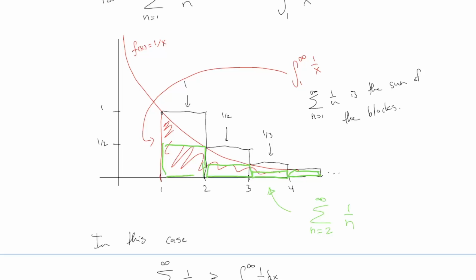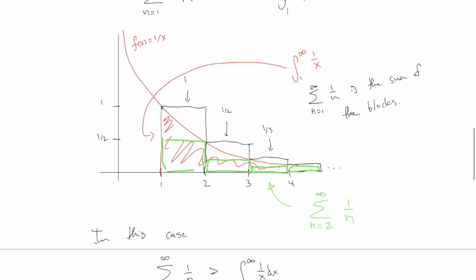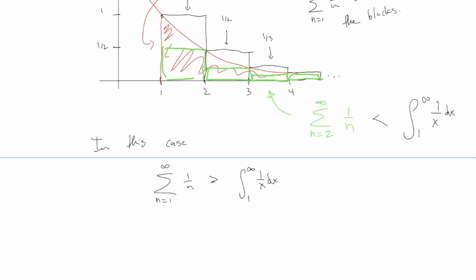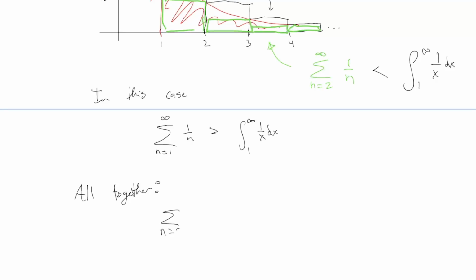And the point of this is the green blocks are under the curve, right? All of the green blocks are under the curve. So the area of the green blocks is less than the area under the curve. This is less than the integral from 1 to infinity of 1 over x dx, all right? So if we put all of this together, it says the sum n equals 2 to infinity of 1 over n is less than the integral from 1 to infinity of 1 over x dx, and that is less than the sum n equals 1 to infinity of 1 over n, all right? The integral is kind of in between those two different versions of the series.